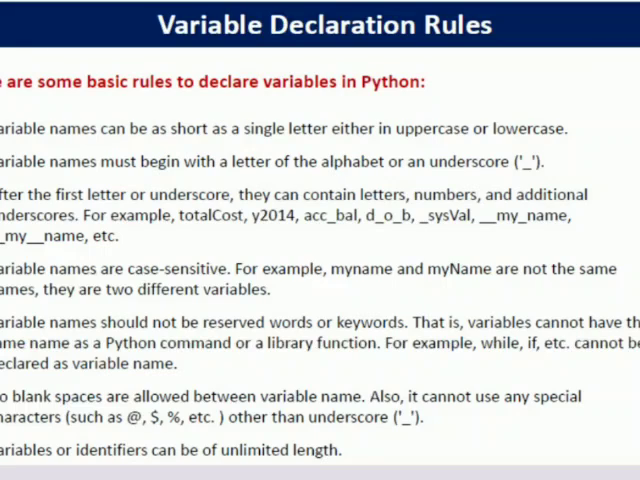The next thing which we have to keep in mind is that special characters are not allowed. For example, the @ symbol, $, exclamation mark, percentage symbol, these are not allowed. Even space is not allowed. So suppose I have given the variable name as average marks with a space, then it will give me an error message because space is not allowed. Variables or identifiers can be of unlimited length.